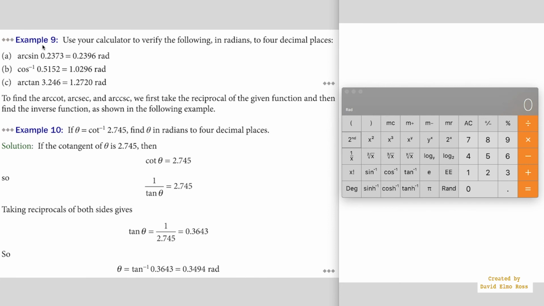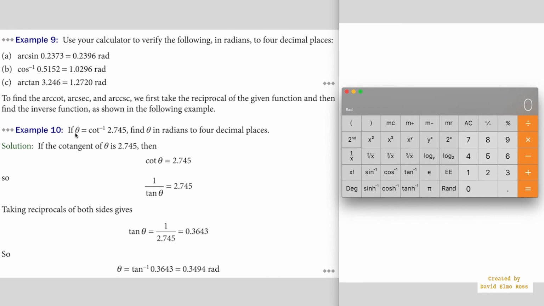Example 9 asks us to use your calculator to verify the following in radians to 4 decimal places. Arc sine means inverse sine, so make sure we're in radians, and we're going to put in 0.2373, and we're going to do the inverse sine, and we get 0.2396, which is what it's got here. Let's take a look at the next one. Inverse cos of 0.5152. Inverse cos is 1.0296. Let's take a look at the arctangent of this, 3.246, when rounded to our 4 decimal places that it mentions here.